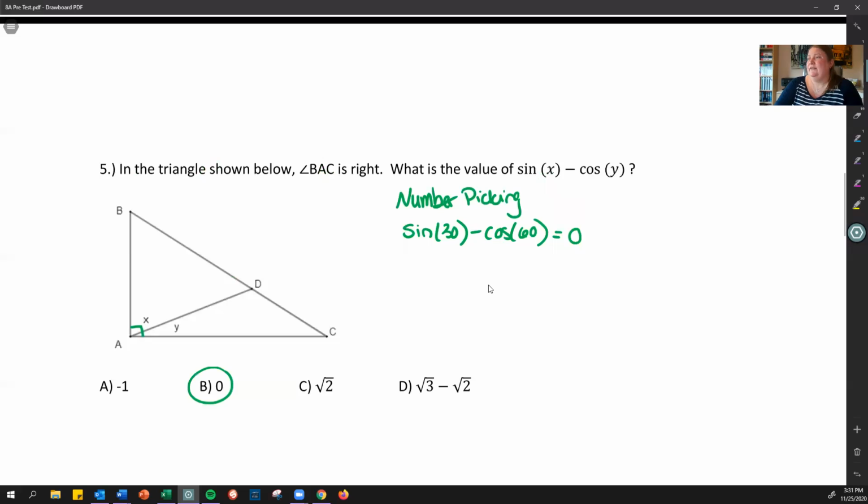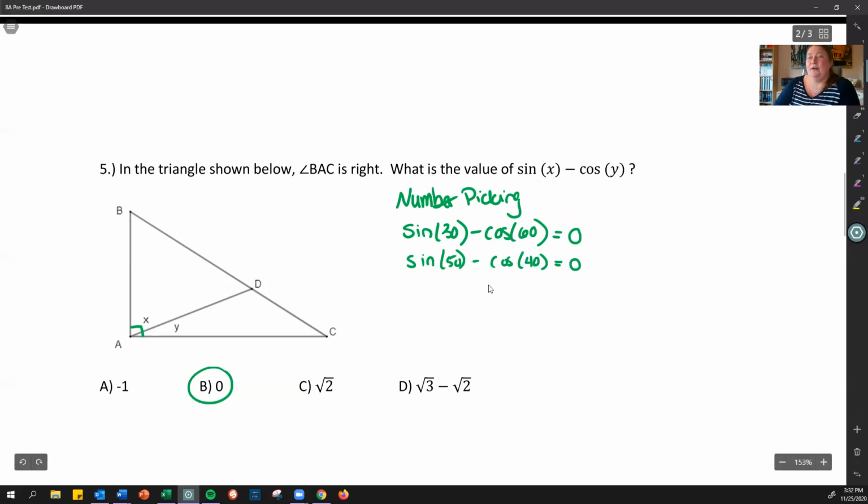Let's pick 50 and 40. Those are two other numbers that add up to 90. Sine 50 minus cosine 40. And if you're doing this along with me, go ahead and pick anything else. Pick 1 and 89. That would also work. I'm putting in my 50 and 40. And you can see once again, I got 0, just like I did for 30 and 60.